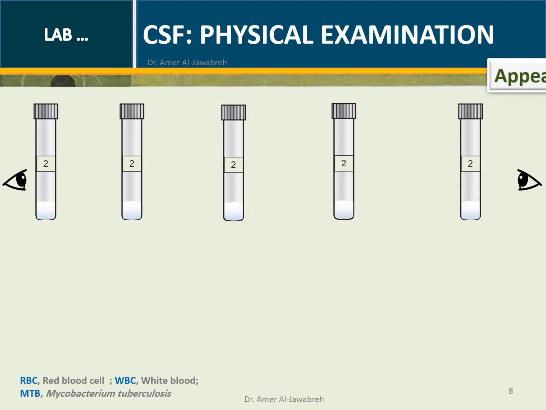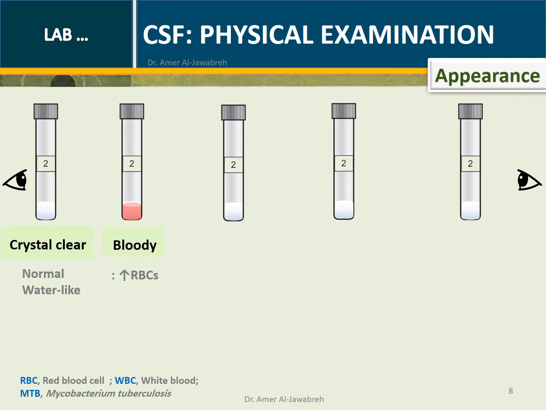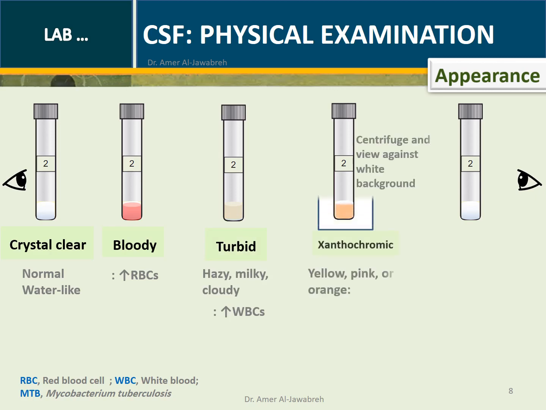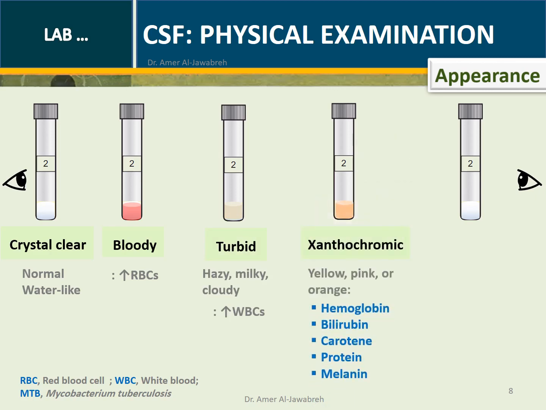Physical examination of CSF. Appearance. Normally, CSF is crystal clear, or bloody due to increased RBCs, or turbid due to increased white BCs, or xanthochromic, yellow, pink, or orange due to hemoglobin or bilirubin, carotene, protein, or melanin, or with pellicle formation due to tubercular meningitis.